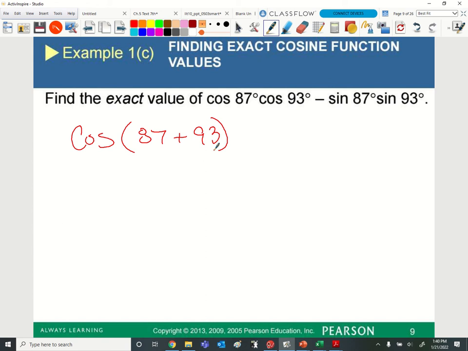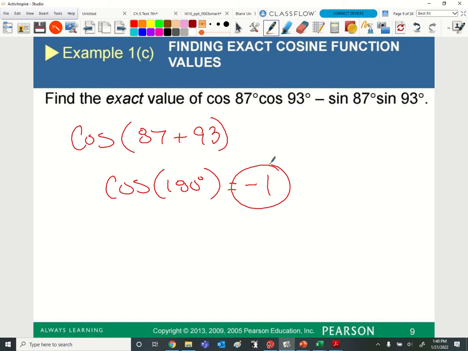So cosine 180. Is 180 on my unit circle? Yes. So cosine at 180 is going to give me -1. So we have to stop right there when we get a number? Then we're done. So that's cosine 180.